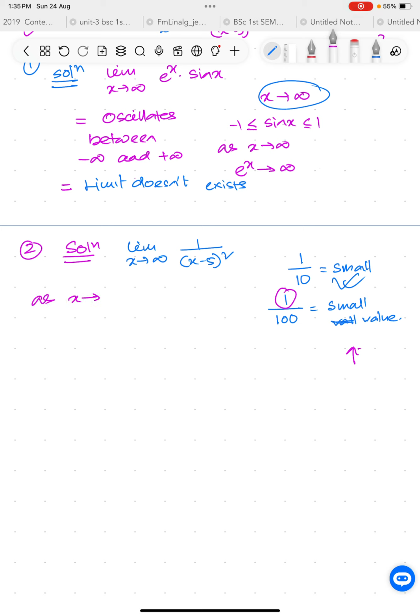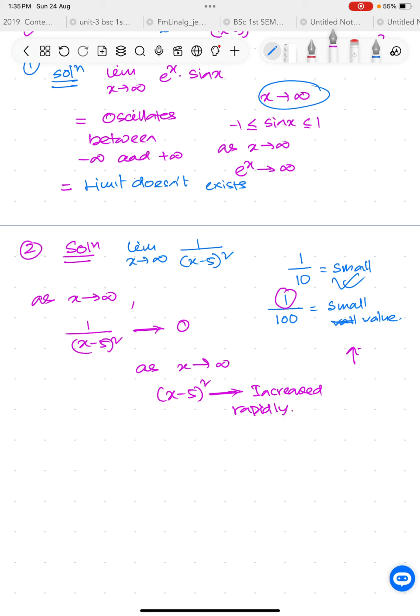So by using this concept, what are we going to get? As x approaches infinity, this is a very big value, right? So as x approaches infinity, 1 by (x minus 5) whole square is going to be what? It is going to be 0, because the reason is that as x approaches infinity, this value (x minus 5) whole square is going to increase rapidly.